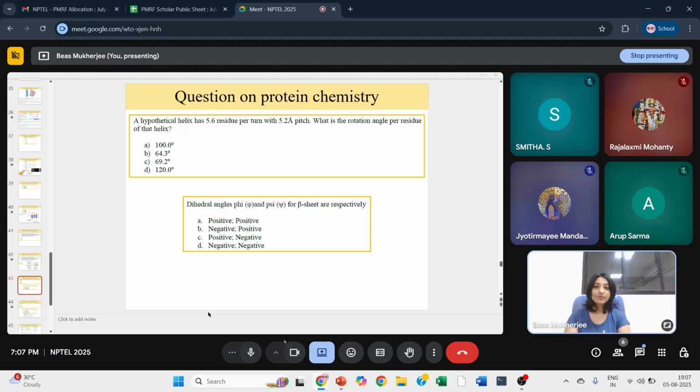Okay, for the next question, dihedral angles phi and psi for beta sheet respectively are what? So this you can get from the Ramachandran plot. That is why I told you that Ramachandran plot is very important. Okay, so B is the answer for the first one or the second one?